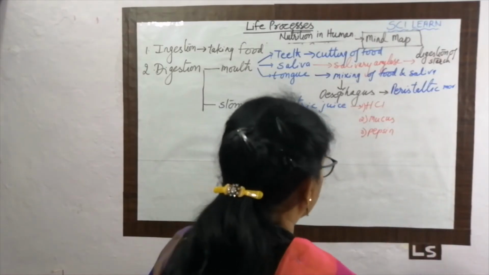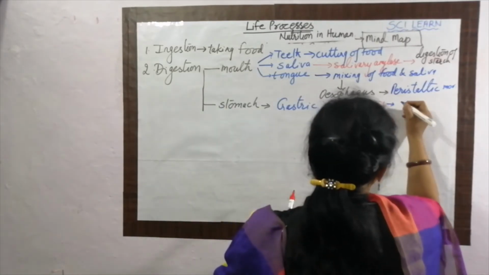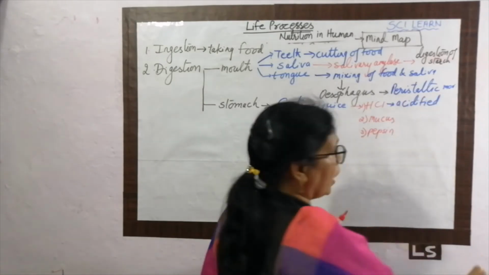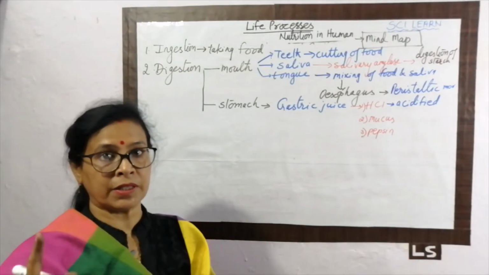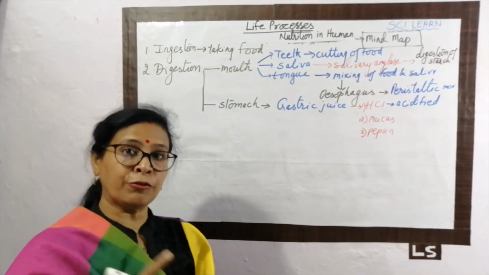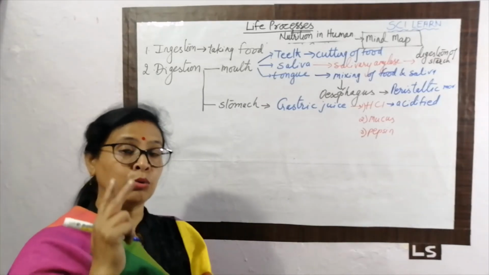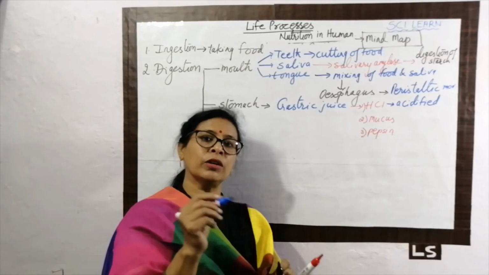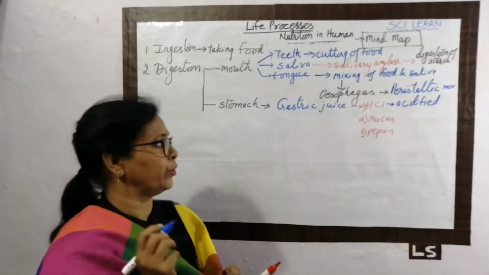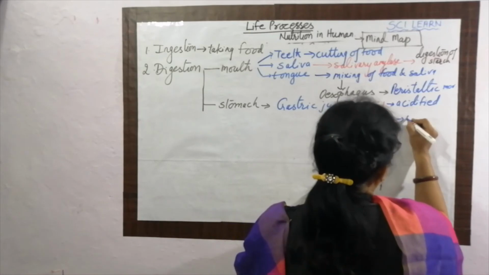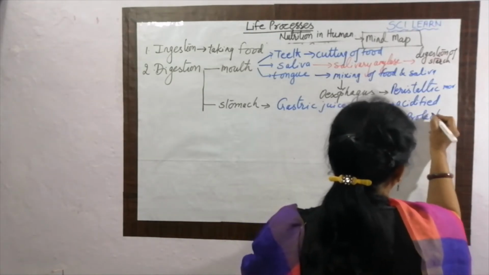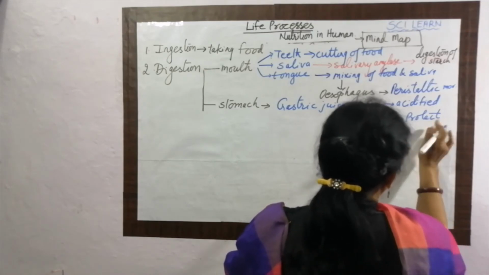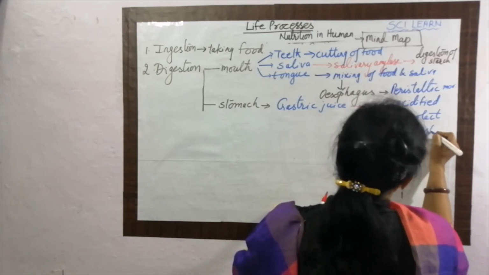What is the role of HCl? It acidifies the food. And one more important role of HCl, must remember, it also makes our food bacteria free. So the two roles played by HCl: first, it acidifies the food, and also kills all the bacteria present in our food. Mucus protects the inner wall of the stomach, and pepsin digests protein.